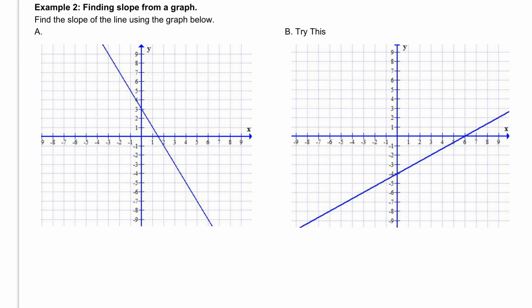In example 2, we're going to look at finding slope from a line. So here's my line that's being graphed, and I want to know what the slope is. In order to find the slope, I need 2 points on my graph, and it could be any 2 points that lie on this graph. What I want to do is find 2 nice points on my graph.